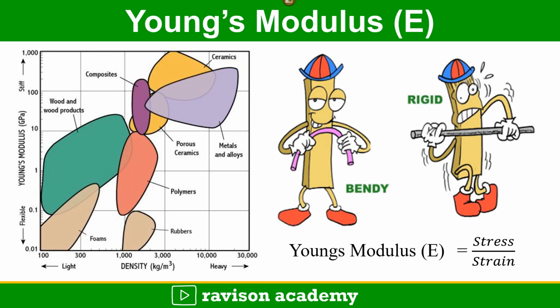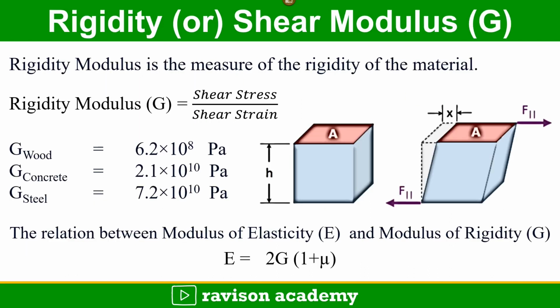In the graph you can see the foams are very light and very flexible, then come the wooden products in green color, then the composites, and finally the ceramics and metals, which are very stiff. That is why we are not able to bend them. Stiffness and rigidity are both common terms.